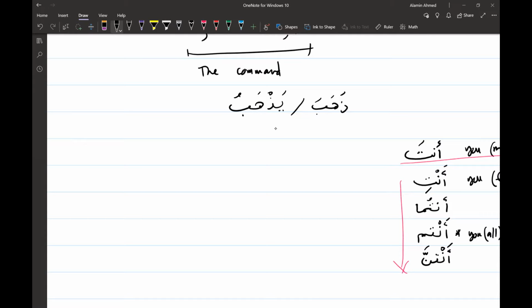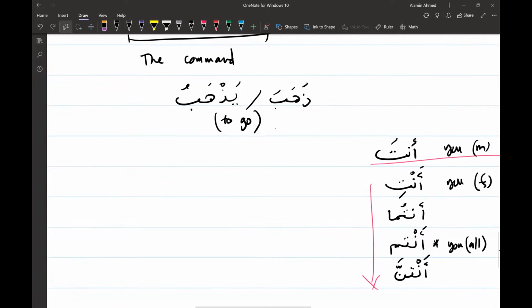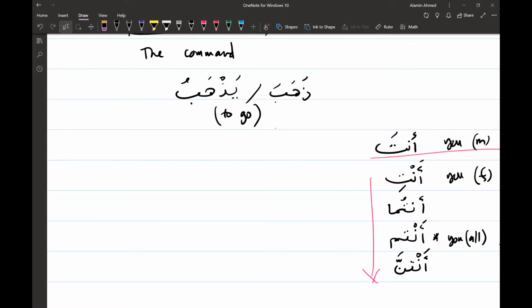Remember, guys, if we don't know the verb in pair, we are going to have a lot of problems. We are going to get in trouble, right? So we have to know at least the past and the present. ذهب يذهب. So what does ذهب يذهب mean? To go. Nice. Now, how do we say go as a command verb?